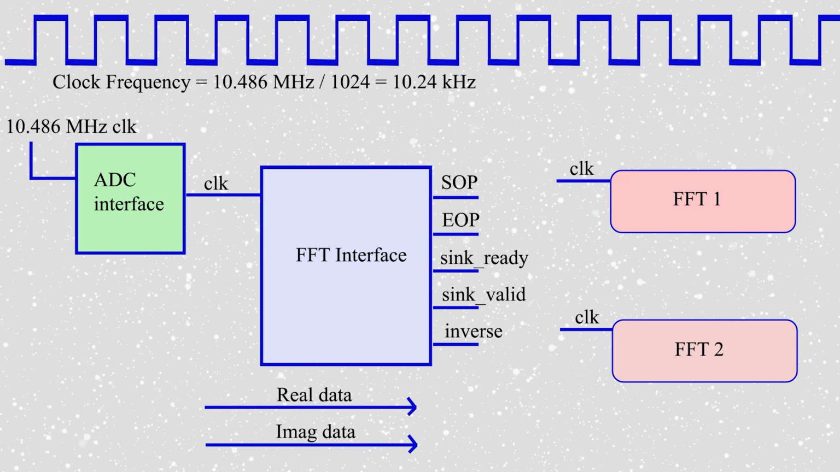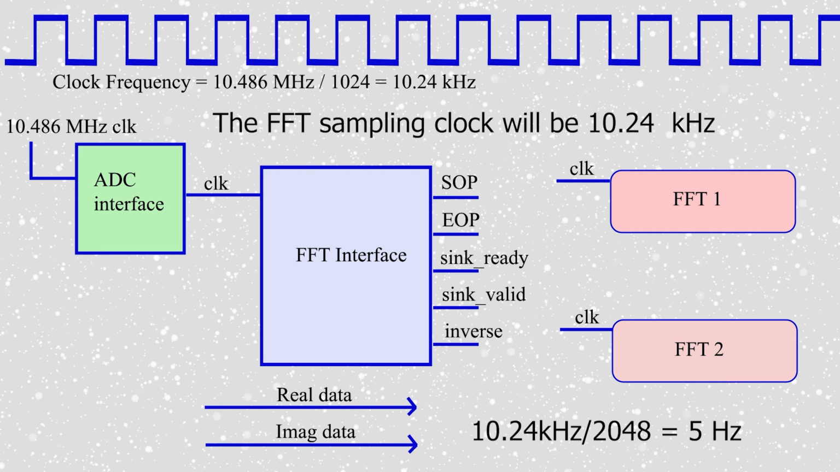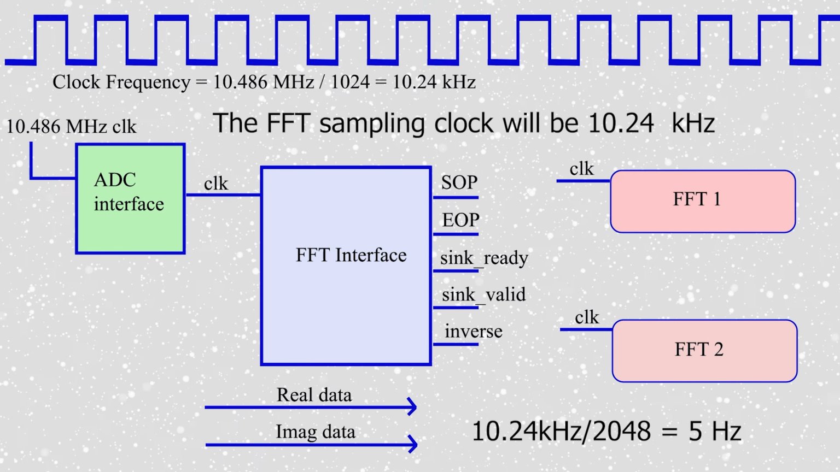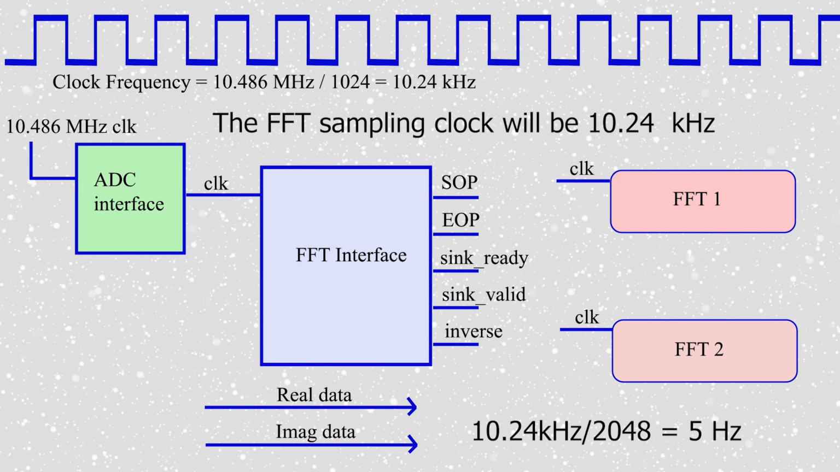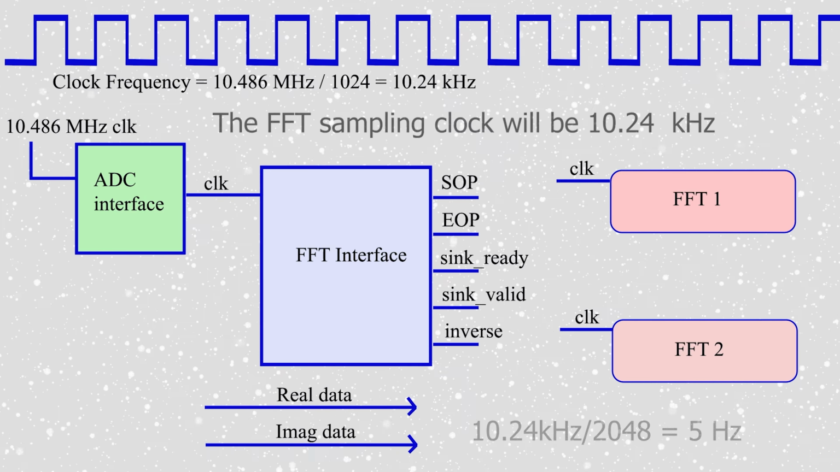If you divide 10.486 megahertz by 1024, then you get 10.24 kilohertz. And I've actually chosen an FFT of a size of 2048 points. So what we're going to get from the FFT is a 5 hertz resolution. And that's important because we know one of our bins will fall exactly on 50 hertz.